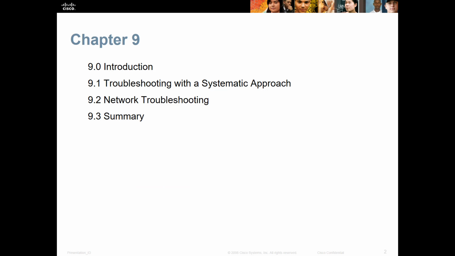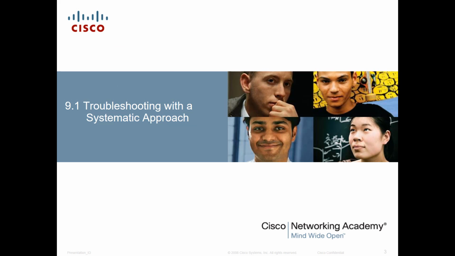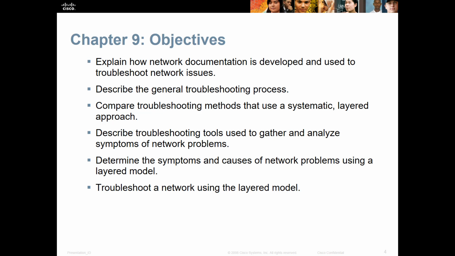We're going to talk about troubleshooting with a systematic approach, we're going to talk about troubleshooting the network, and we're going to end with a summary. So, when you troubleshoot with a systematic approach, we're going to talk about how to document, how to describe general troubleshooting process developments, how to describe the troubleshooting tools used to gather and analyze symptoms of network issues, determine symptoms and causes, and we're going to look at how to troubleshoot a network using the layered model approach.